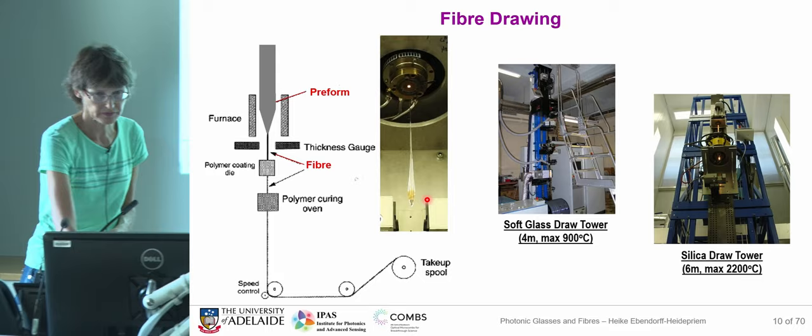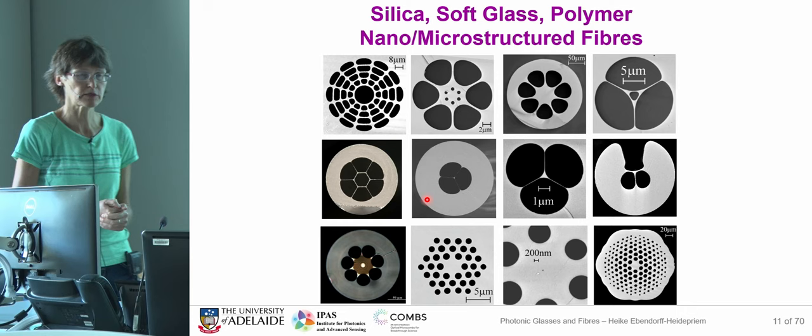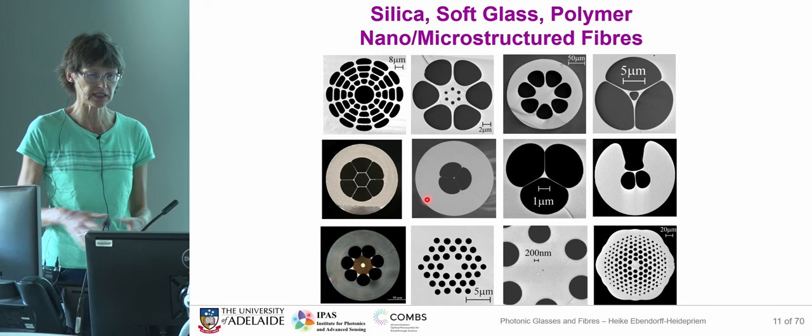And here you see a range of structures out of silica, soft glass, and polymer that we made through this process of preform fabrication and fiber drawing. I will not go into detail, just to show you that a range of structures can be made.